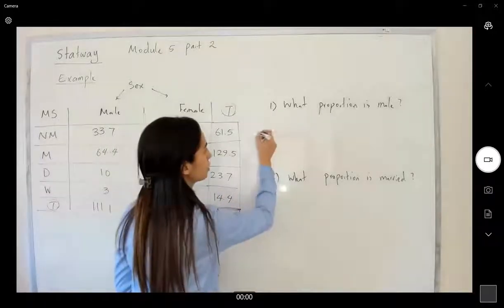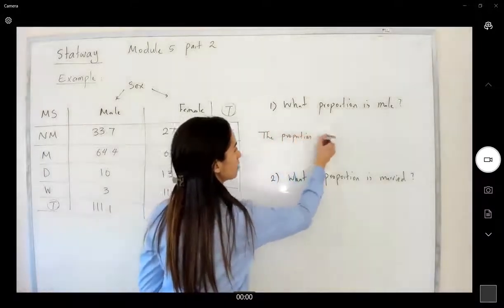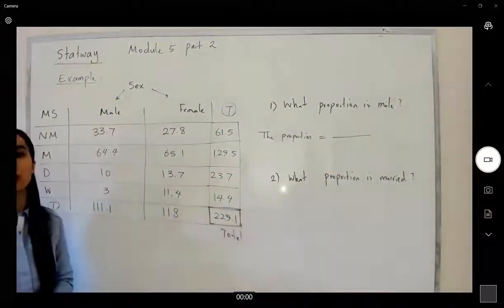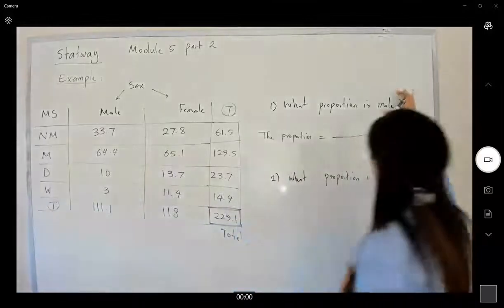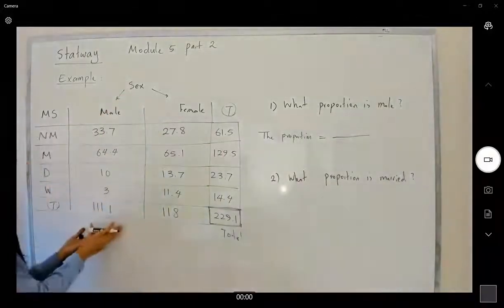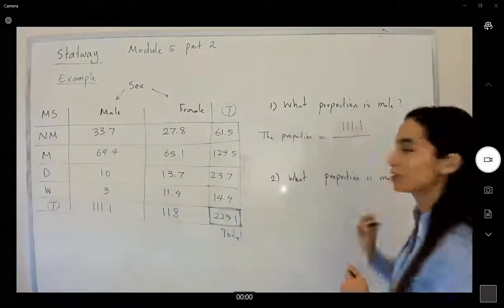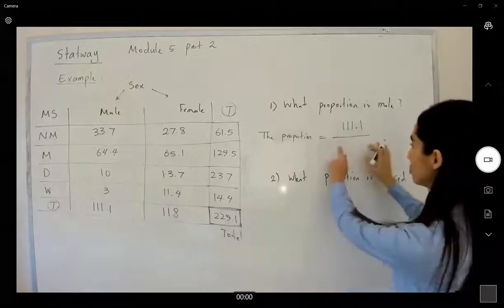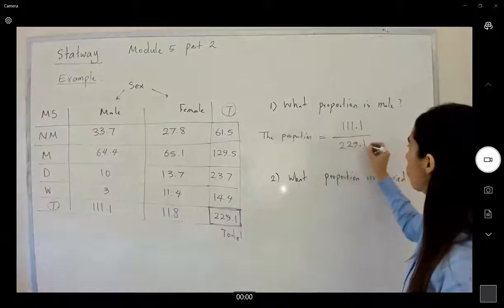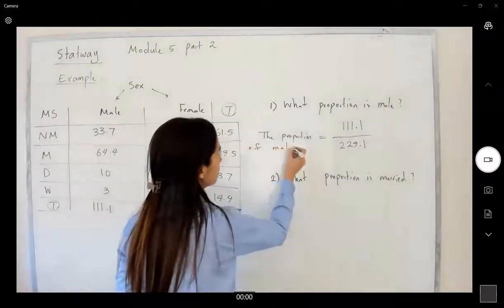So for the proportion, you have something on the numerator. What is on the numerator? We're looking at the male category. How many males do you have in the United States? 111.1 out of the total population, which is 229.1. The proportion of male.